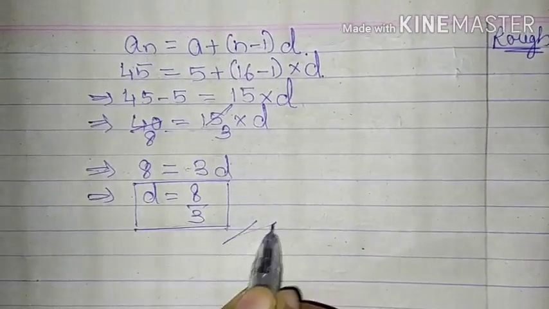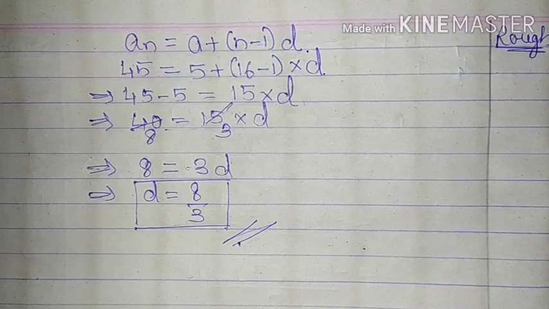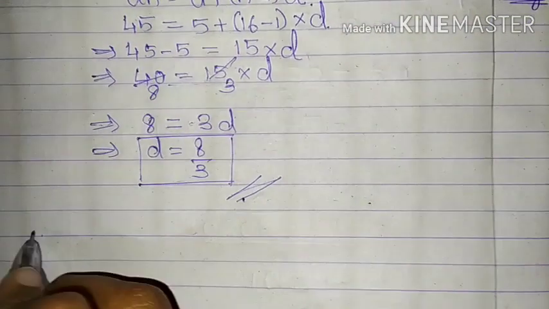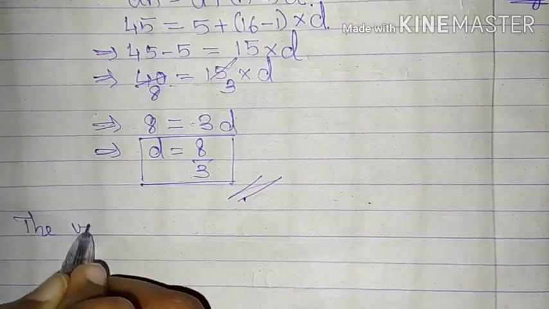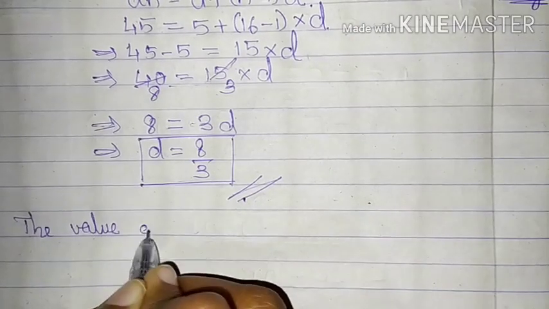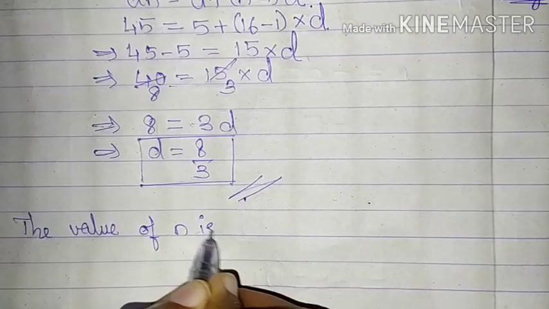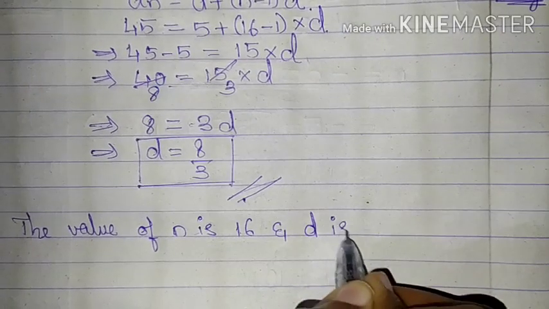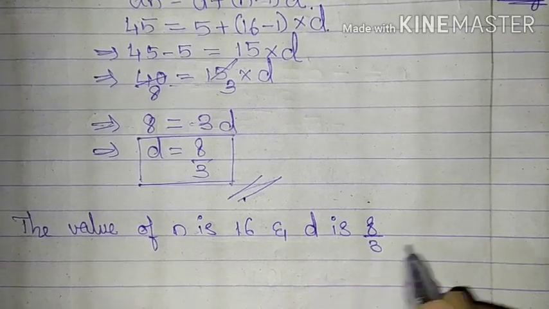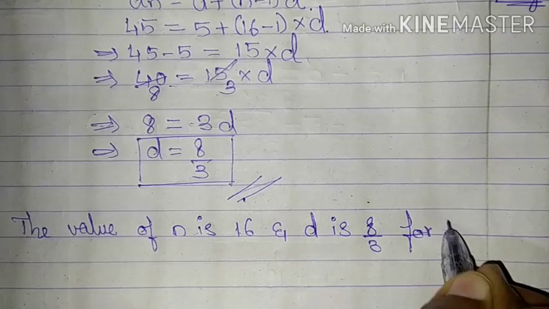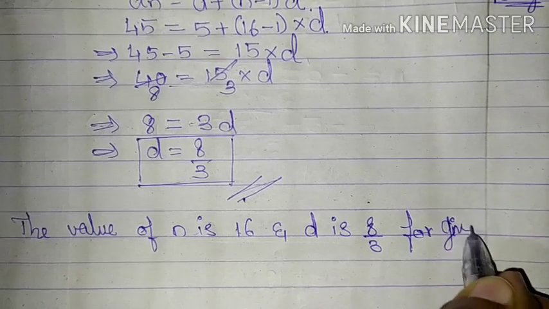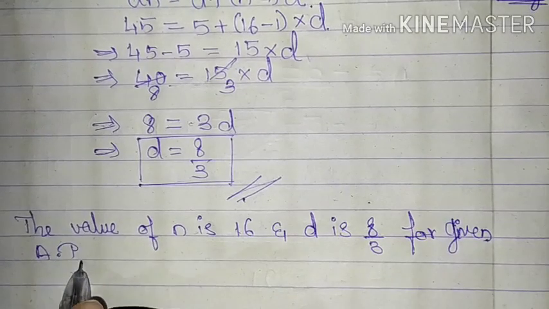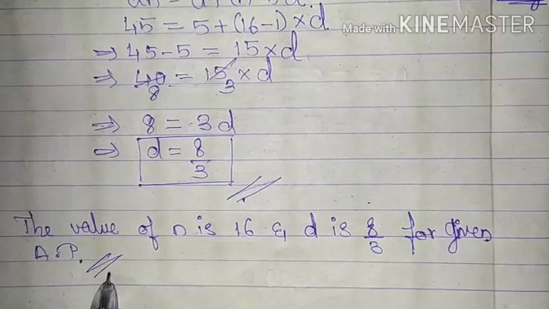This is my solution. Now let's write down the answer in sentences. The value of n is 16 and d is 8 by 3 for the given AP, not for every arithmetic progression but for our given arithmetic progression. This is our answer.